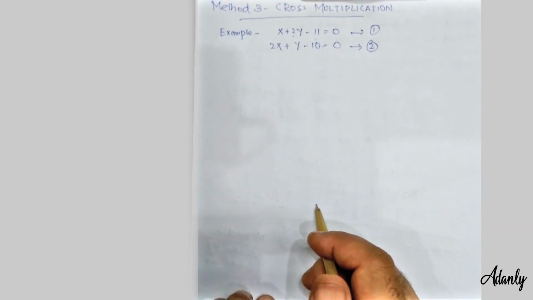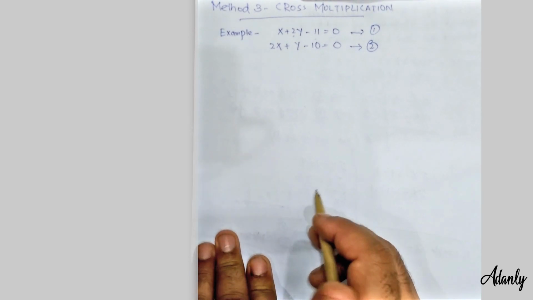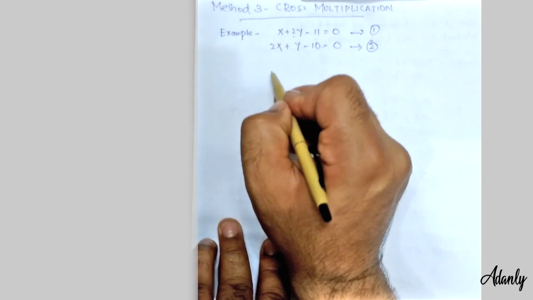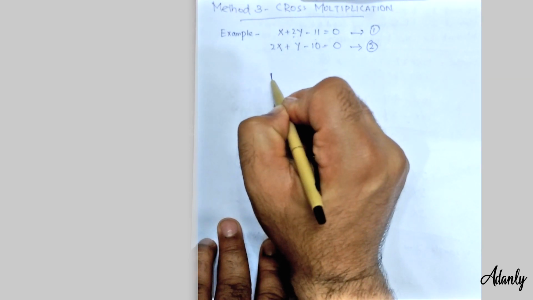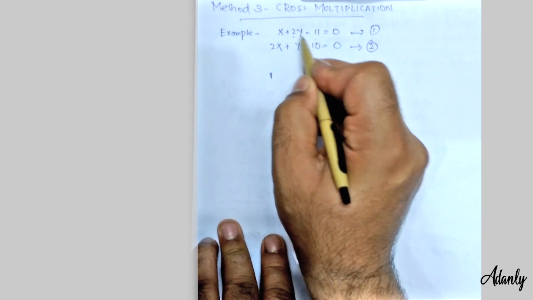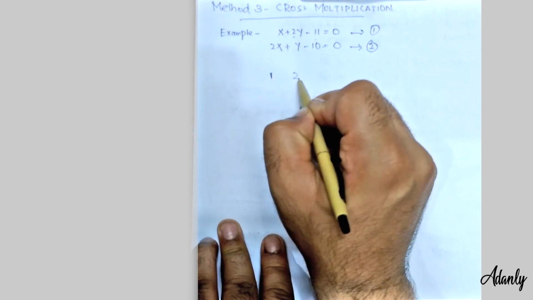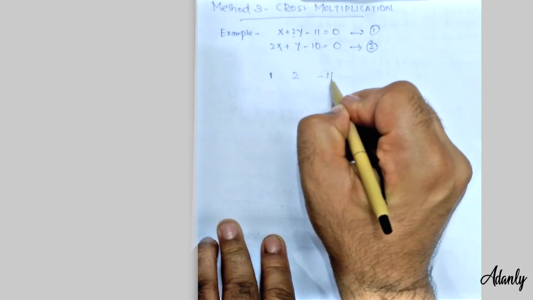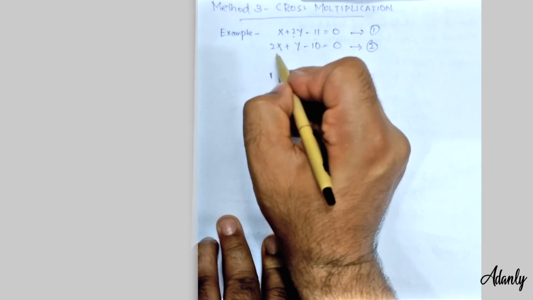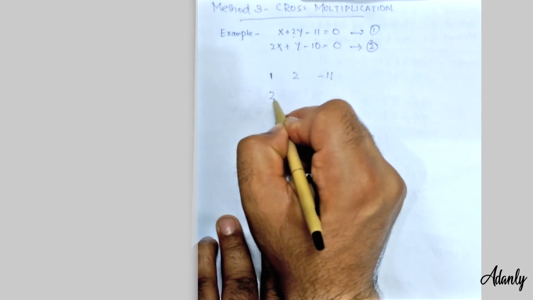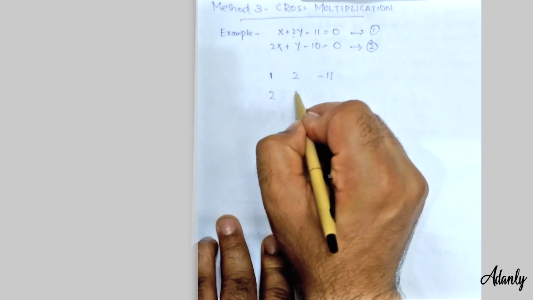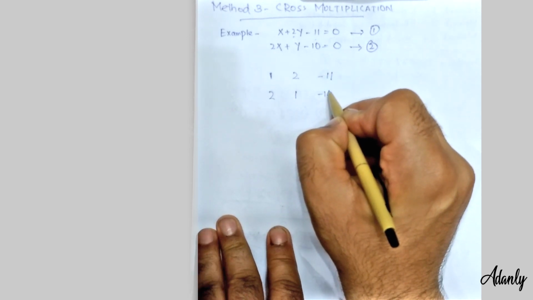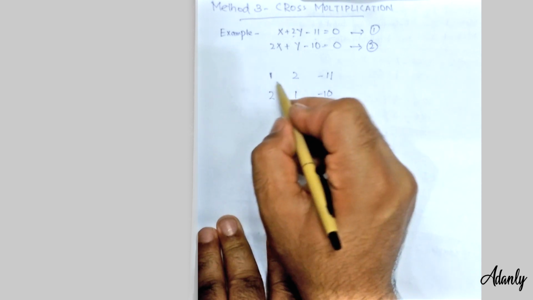In the cross multiplication method, we will create a table-like structure over here. Since the coefficient of x is 1, we'll write 1 over here, and the coefficient of y is 2, so we'll write 2 over here, and then we have minus 11, so we'll write minus 11. In the second equation, we have the coefficient of x as 2, whereas the coefficient of y is 1, and then we have minus 10. Now in the same sequence, repeat the three numbers again.